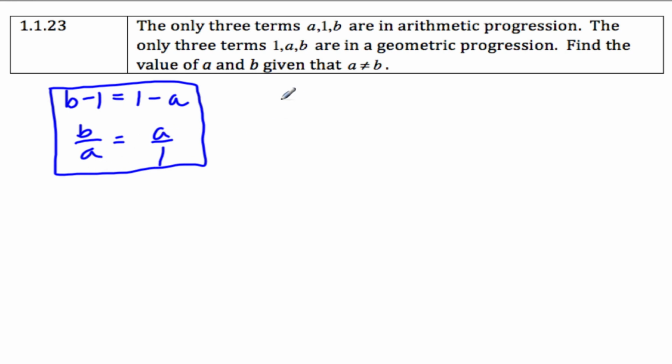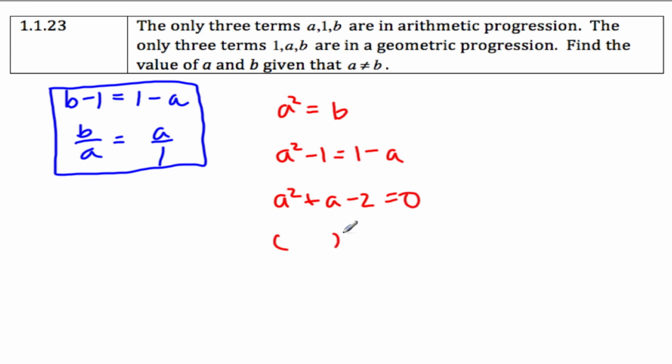So if I cross multiply here, we get a squared is equal to b. And if I substitute in, we should have a squared minus 1 is equal to 1 minus a. Do some rearranging. We have a squared plus a minus 2 equals 0. And we should be able to factor this.